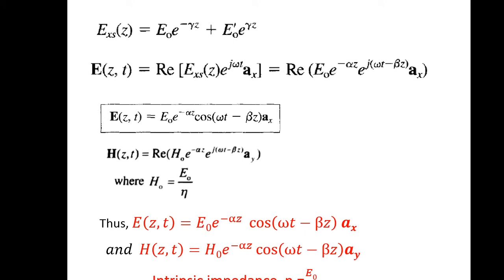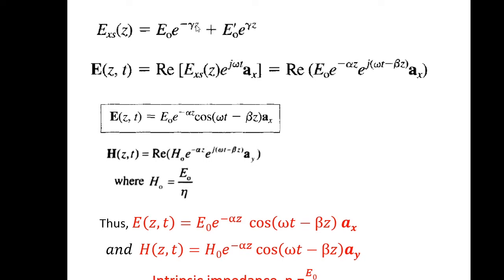And we get the solution: Exs(z) is equal to E0 e raised to minus gamma z plus E0 dash e raised to gamma z. This means that this part is a wave traveling in the positive z direction, and this is a wave traveling in the negative z direction. In the last video also I explained that e raised to minus gamma z shows a positive traveling wave in z direction, and e raised to gamma z shows a negative traveling wave. So the negative sign shows that it is in the positive direction, and the positive sign shows that it is in the negative direction. So we write it as two parts.